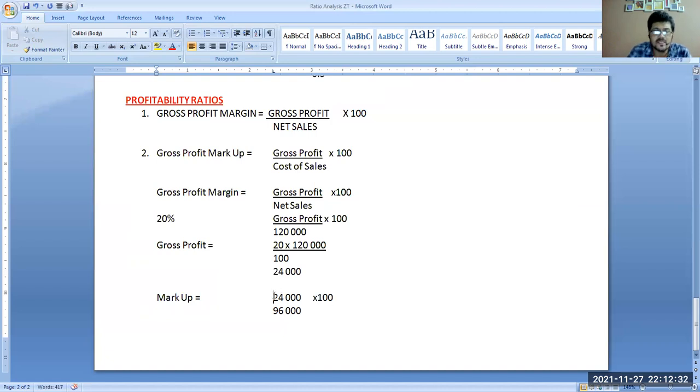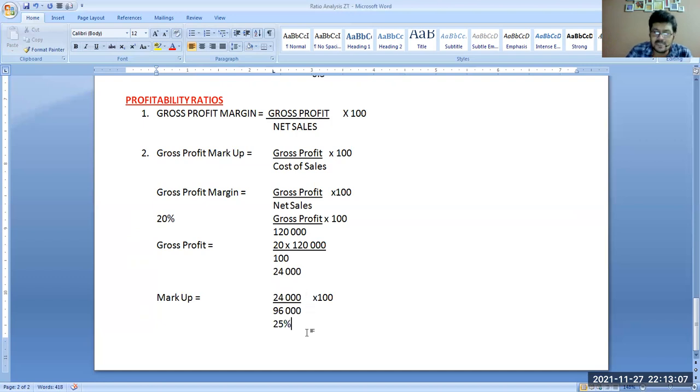So we can easily calculate markup. What would be the percentage of markup? Markup would be how much? Here is my calculator: 24,000 divided by 96,000 is 25%. Are you getting my point clear? Now we have done two profitability ratios related to gross profit.